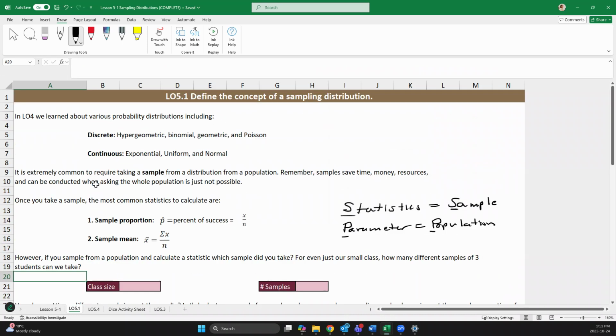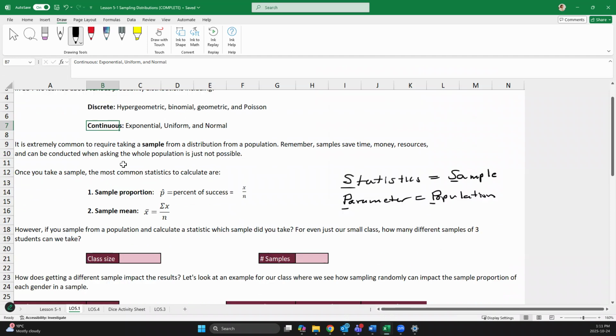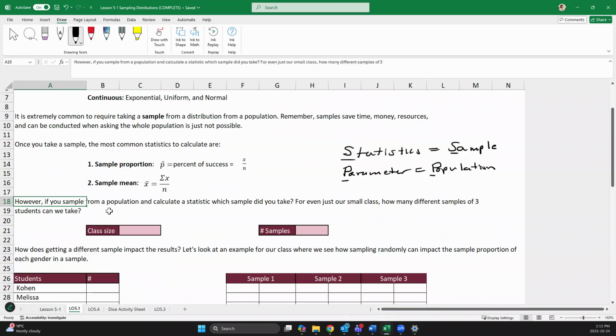Where the two are related is, let's say you take a sample from one of these probability distributions, like a discrete or a continuous distribution. Let's say you know that you have data that has a binomial distribution, or you know you have data and it has a normal distribution, and you want to take a sample from that data. The question becomes, which sample did you take? Because if your samples are random, then there are so many different possible options for your sample.